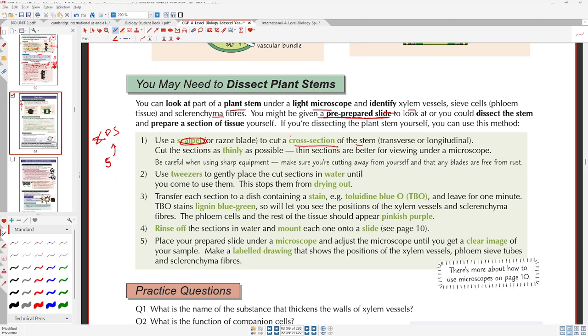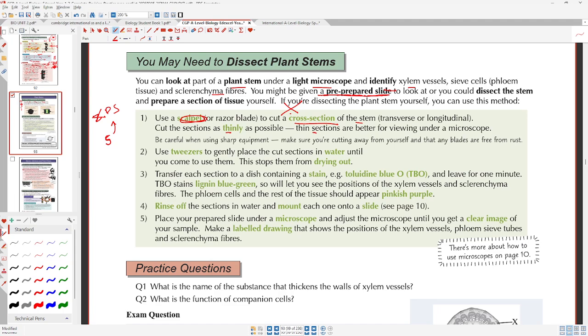Cut a cross section. Now that cross section could be longitudinal or it could be transverse, and you want to cut them as thinly as possible because you're using a light microscope and you have light passing through. So you need it to be as thin as possible so that light can actually go through. Now, use tweezers to gently place the cut sections in water. You want them to stay moist, because I guess that allows the light to get absorbed nicely, or faster, because you do need to put it into a solution.